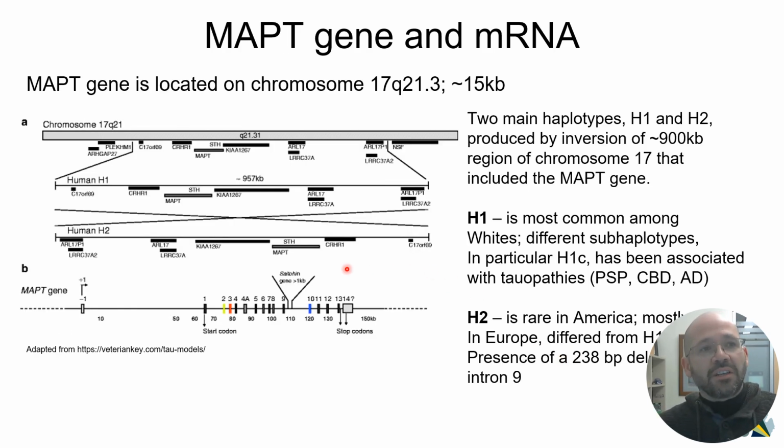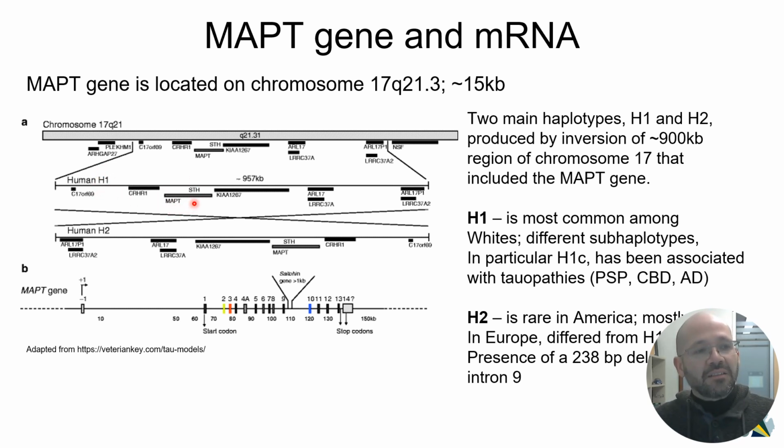In terms of the gene, the microtubule-associated protein tau gene, which is the nomenclature used when you're referring to the gene, MAPT. There are two haplotypes that are observed in the population, namely H1 and H2. The production of these haplotypes is by an inversion of 900 kilobases in the region of chromosome 17 that includes the MAPT gene. In this illustration, the H1, you can see the location of the MAPT gene.